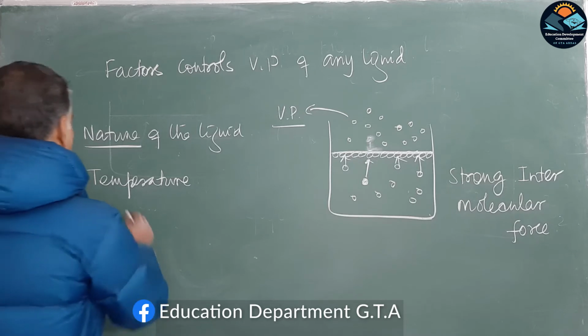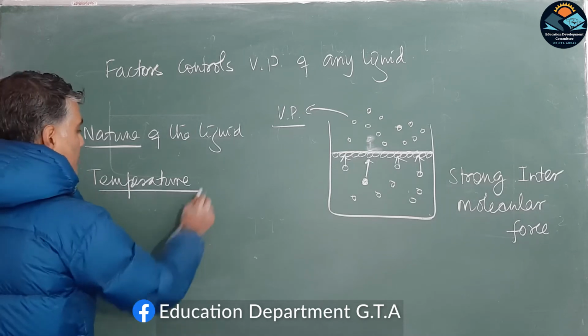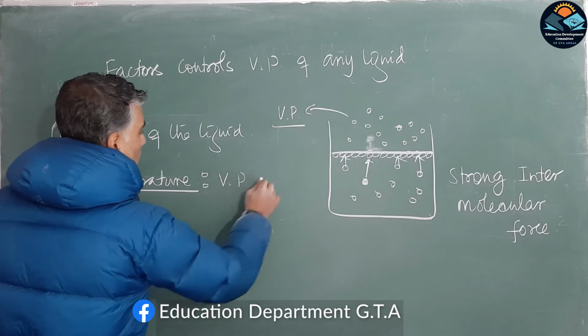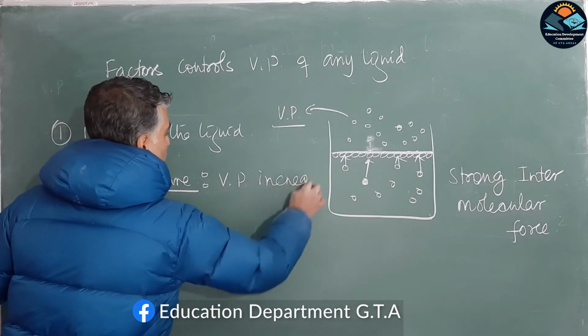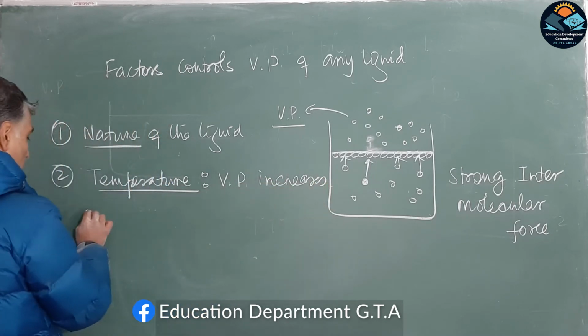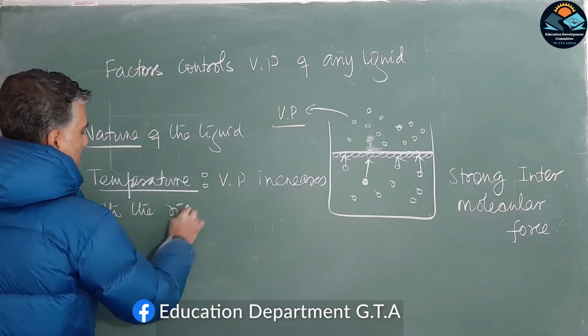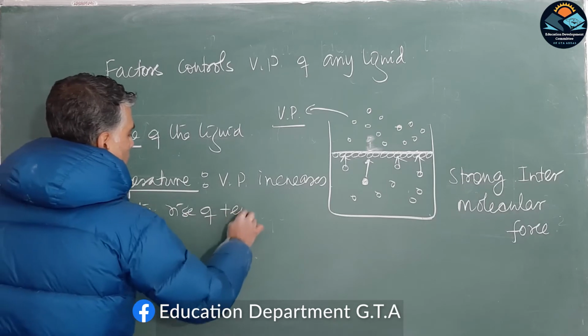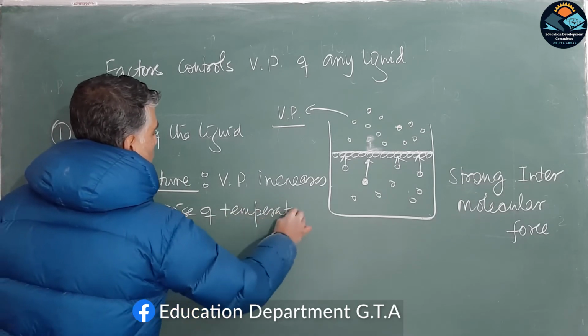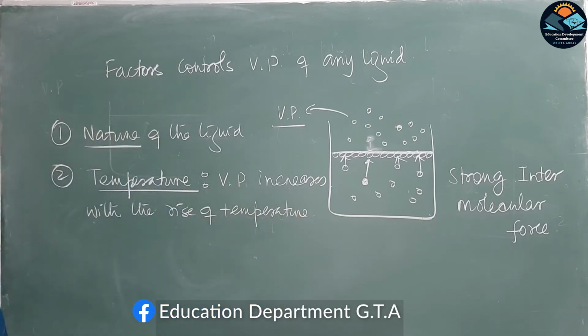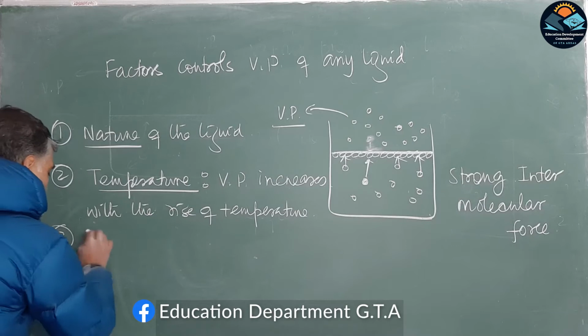Okay, so what happens to vapor pressure with the rise of temperature? Vapor pressure increases. For every liquid, vapor pressure increases with the rise of temperature. So that's the second factor that decides the vapor pressure formed by a liquid. When the temperature increases, vapor pressure also increases. And the third one is the impurities present.